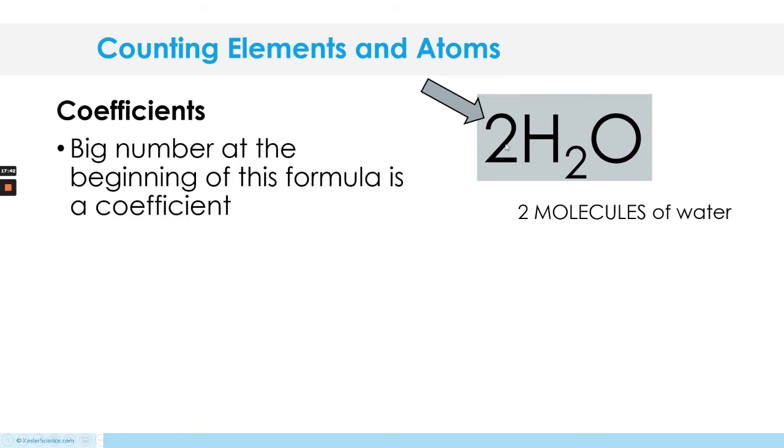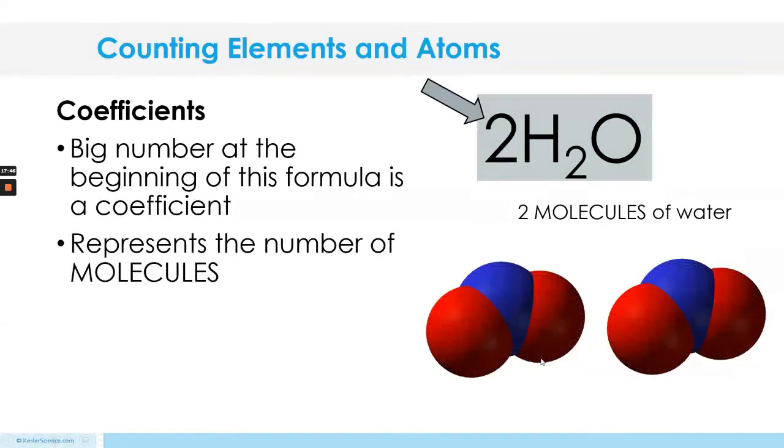So this is a coefficient. This big number is a coefficient. The big number at the beginning of this formula is a coefficient. It means that I have 2 molecules of water. So I have water over here, and then I have another molecule of water over here. The big thing you need to know is that subscripts, the small numbers, tell me my number of atoms. The coefficient, my big number, tells me the number of molecules.